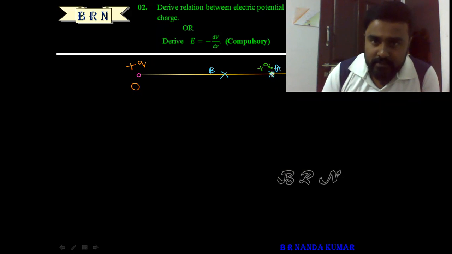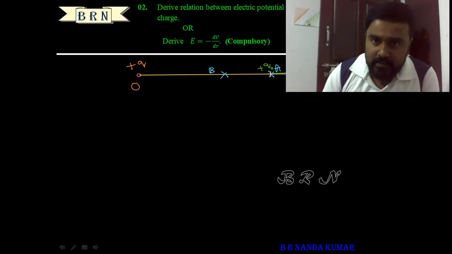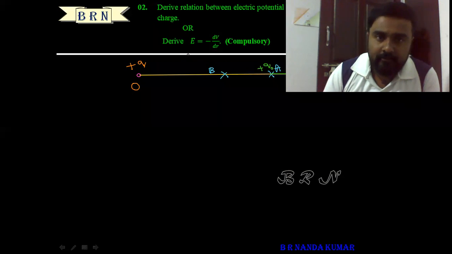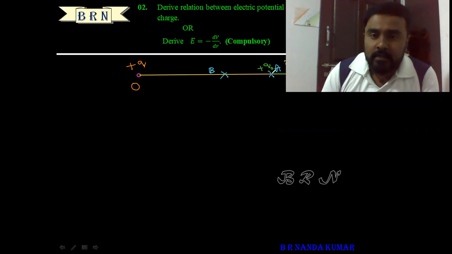Due to plus Q, a repulsive force acts on plus Q naught. So in terms of electric field, F vector is equal to Q naught into E vector. Now Q naught is moving from A to B against the electric force. Then work has to be done, right?